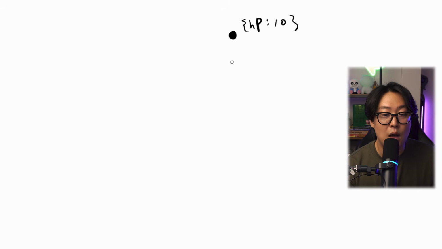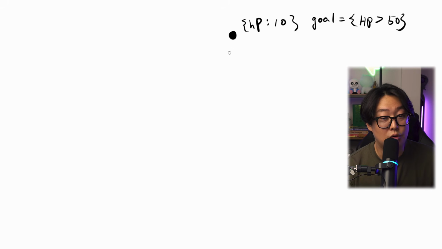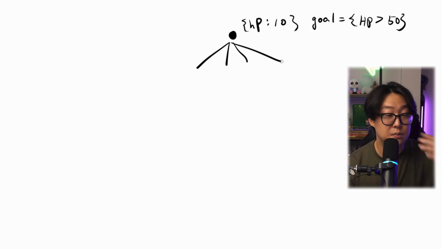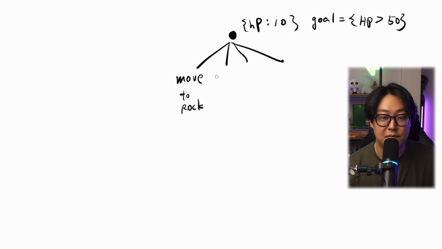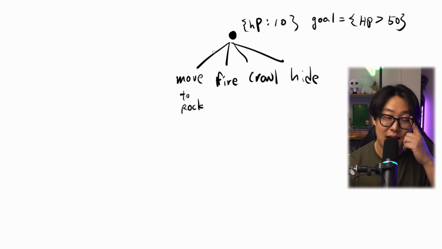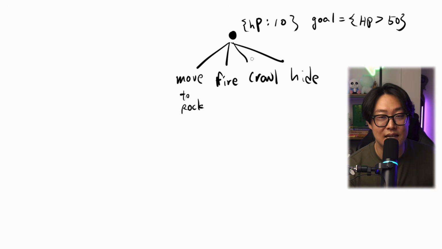So we say, hey, I want the goal state to equal HP greater than 50. Let's say that's my goal. Then we look through all the available actions for this particular NPC, right? Stuff like move to rock, fire, crawl, or hide, whatever. Let's say these are some examples. And then depending on how you implement the state, you can have something like A star. I'm going to go for Dijkstra's algorithm, where it does breadth first search, right?